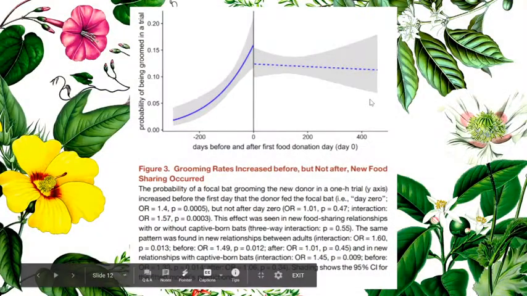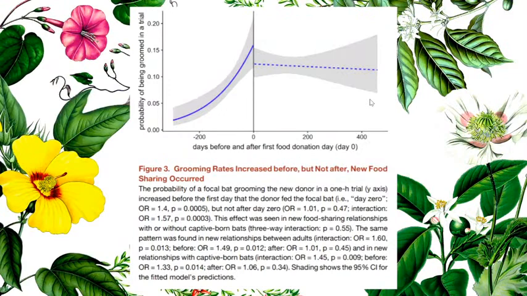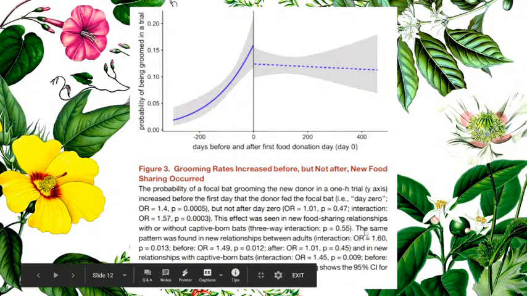This is the last figure, and I actually like this one a lot. They're demonstrating that grooming behavior up until food donation increases a lot. But once you get to that first incidence of food donation, grooming behavior sort of stabilizes to a certain point, so they don't increase anymore. Like I said, there's a lot of statistics in here, and those things are very important to a research article.